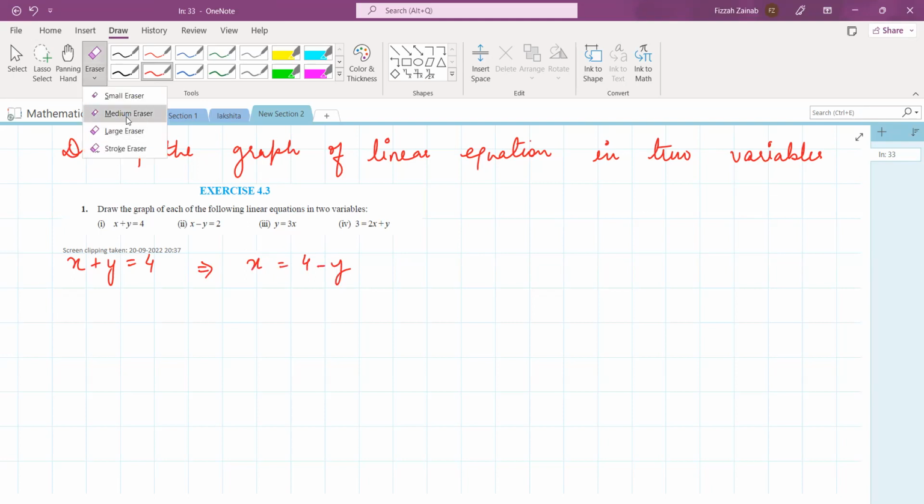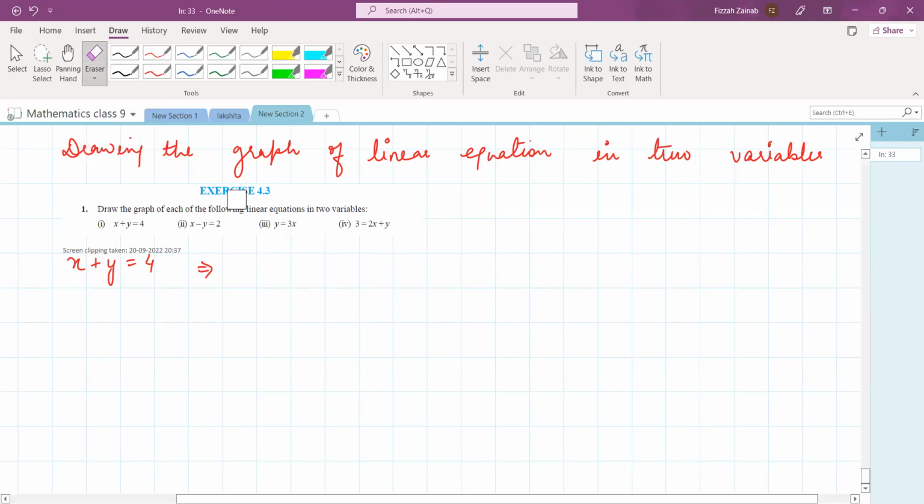Or, just 1 minute, always try to do y is equal to 4 minus x. Is this right? So yes, this is the same equation. I've just written it in a different manner. That's it. It is still your linear equation in two variables.